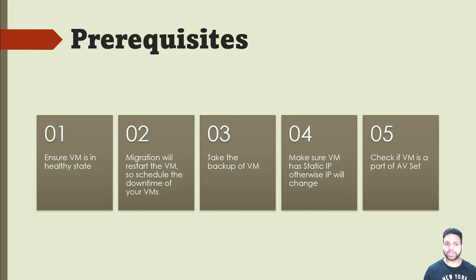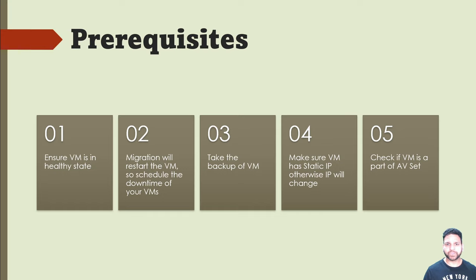First one is that you have to ensure that the virtual machine is in healthy state. Check for any extension or the agents, whether they are in successful state or not, because any failed agent or extension can disrupt the migration process. And the second prerequisite is that you need to plan this migration because during the migration, the virtual machine restarts. So that's why you need to schedule the downtime for those virtual machines.